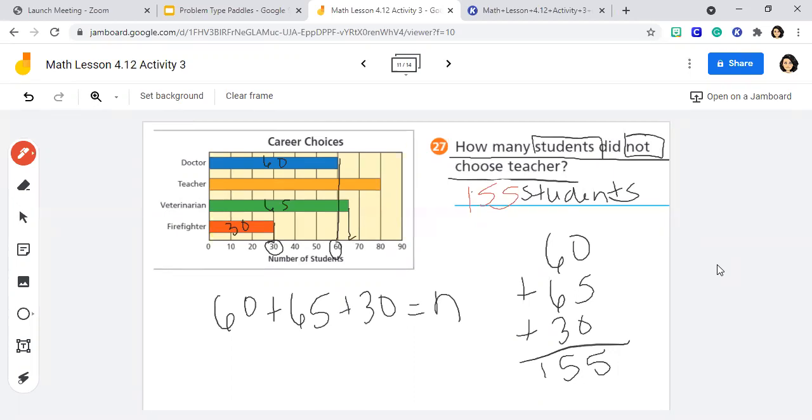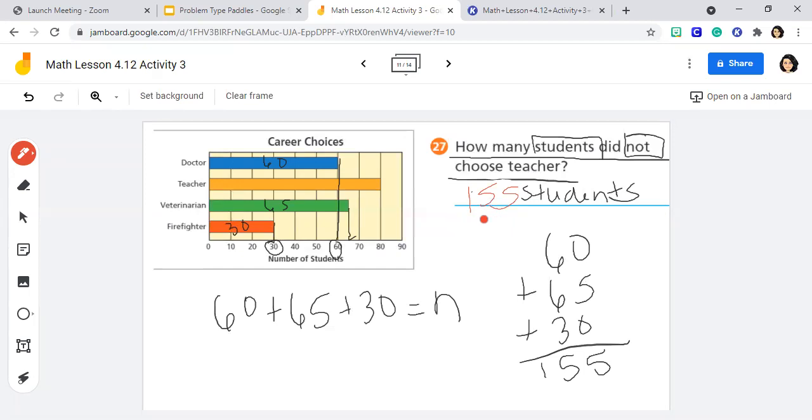And so the strategy I used, I just went and looked at all the other career choices other than teacher, and I added them together to find the sum. So doctor, veterinarian, firefighter, give us our number that we're looking for to answer this question. And when I added those together, last time I said 115.